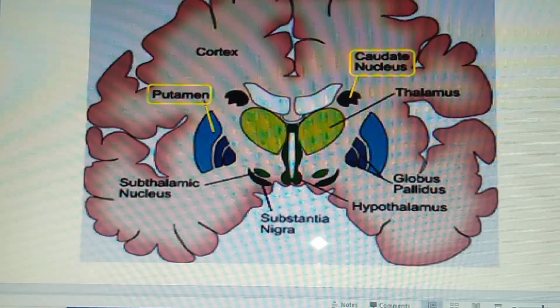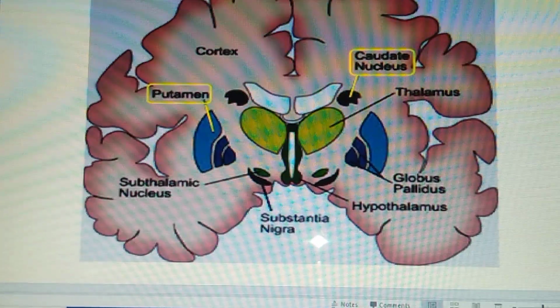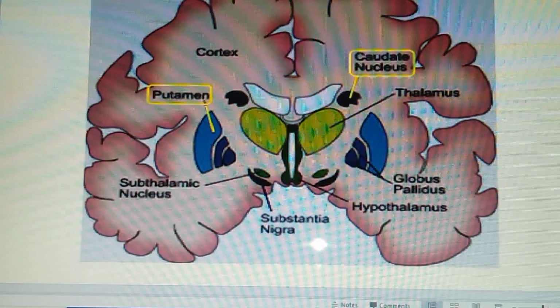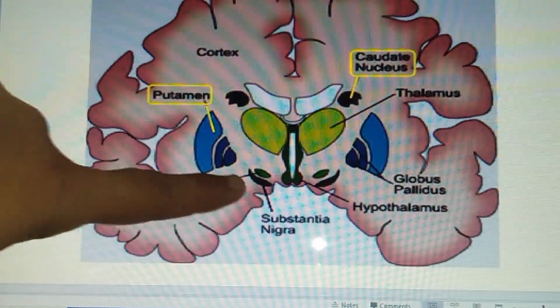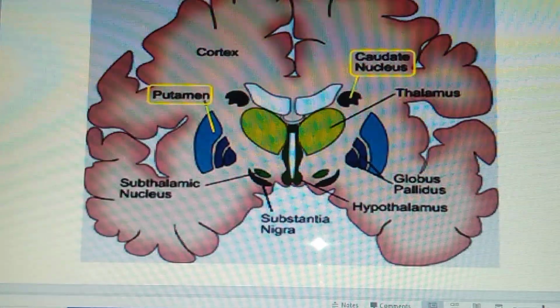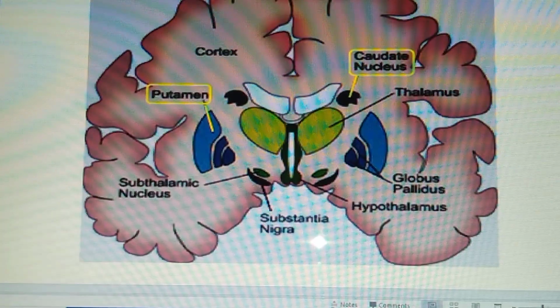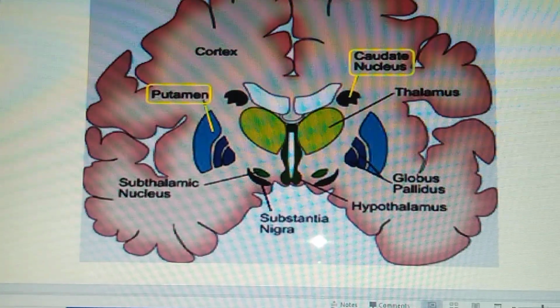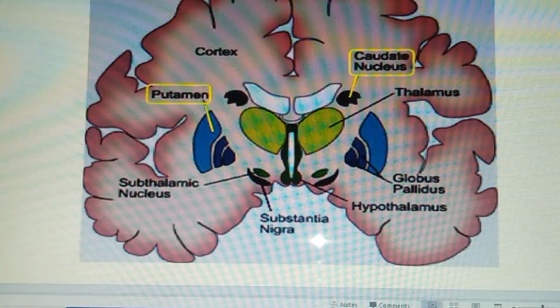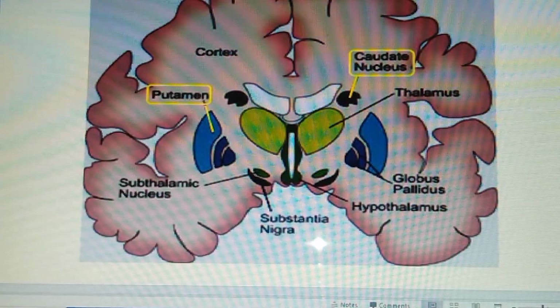Hello everyone, in this video we are going to learn about the subthalamus. Now here in this diagram you can see that the subthalamic nuclei is shown here, right? Now the subthalamus lies between the midbrain and thalamus, medial to the internal capsule and the globus pallidus, right?